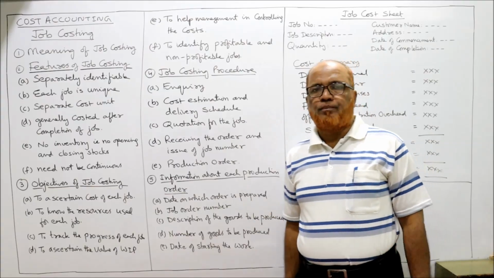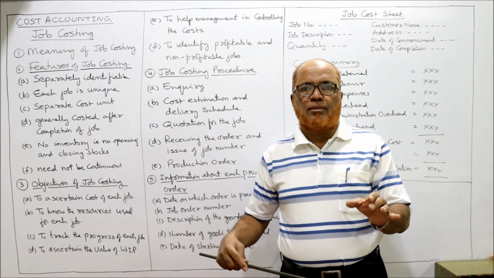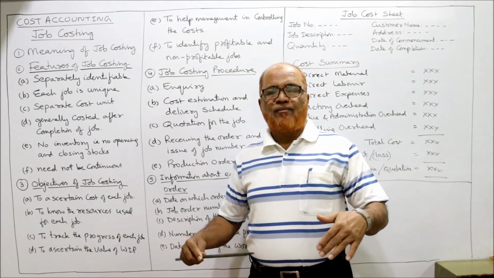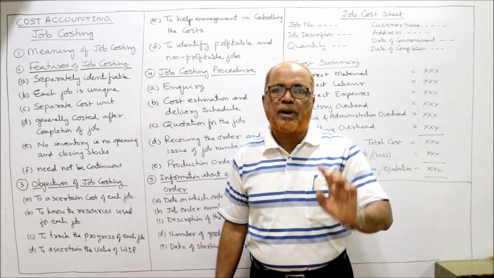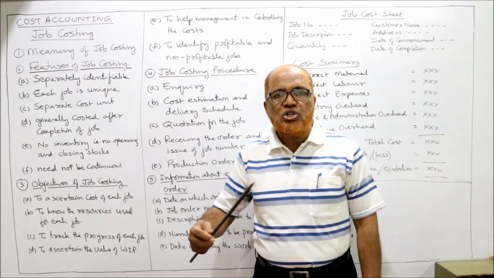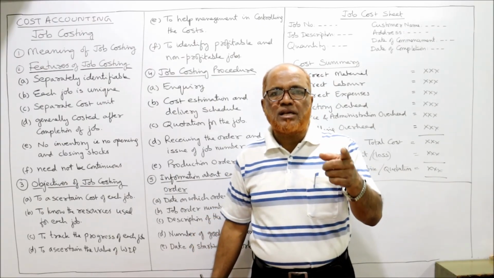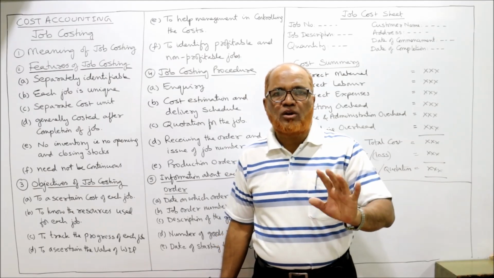Then quotation for the job. After completing the cost of the job, if the customer comes, then we can give the quotation that we can manufacture a sofa set for you at so and so price. So this is the quotation to be given, and quotation includes the cost price plus profit. The cost plus profit is equal to quotation.